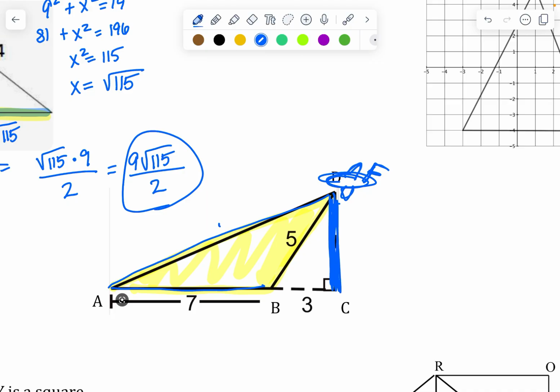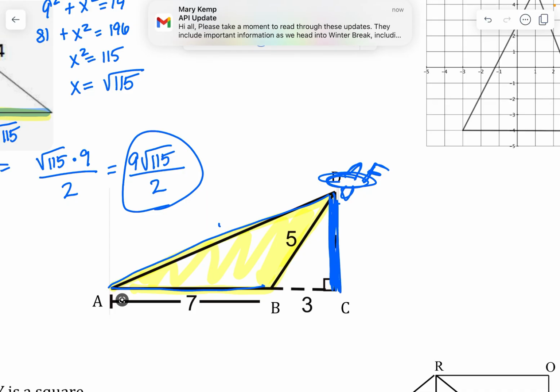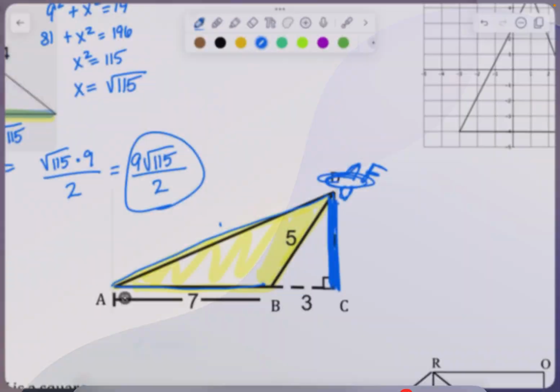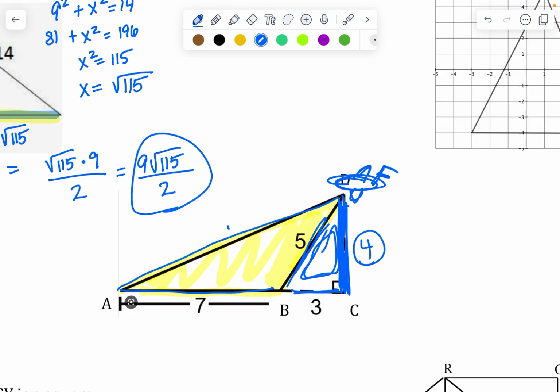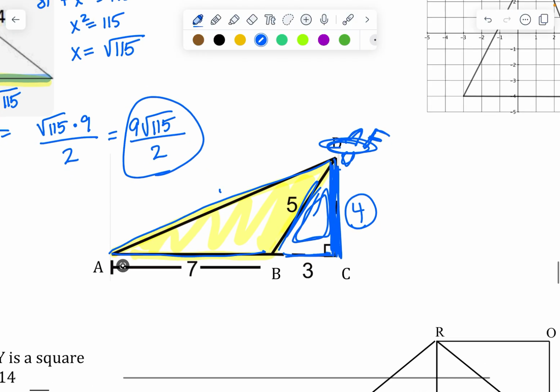So if we're finding the area of this triangle, we would need to find the height, but you might be able to see that we have this little triangle here. We've got a leg of 3 and a hypotenuse of 5. You can do the Pythagorean theorem, or that triple is a 3, 4, 5. So if I were finding the area of this triangle, I would take the base, 7, multiply it by 4, and then divide it by 2, which will equal 14.